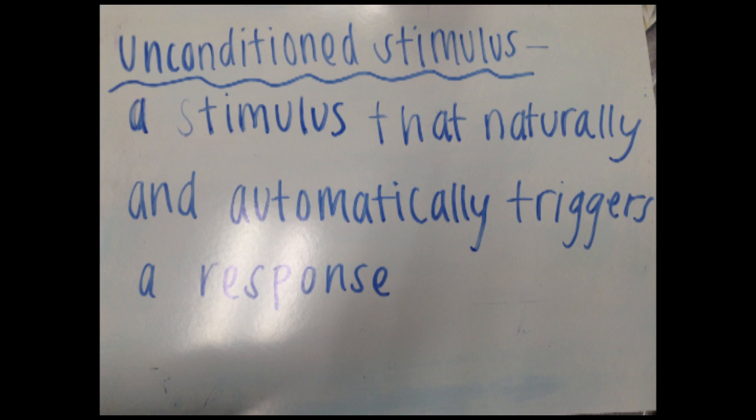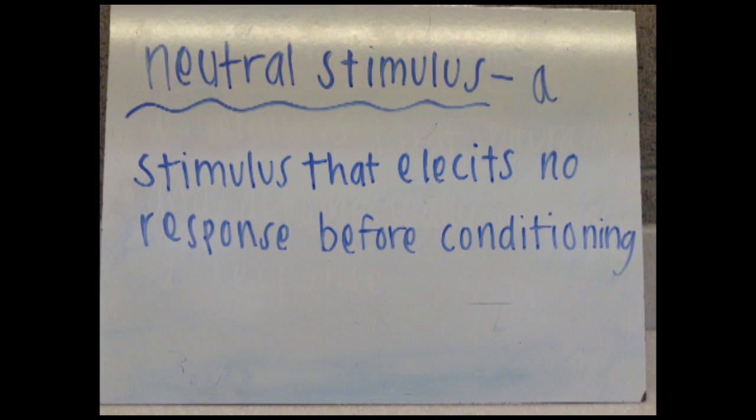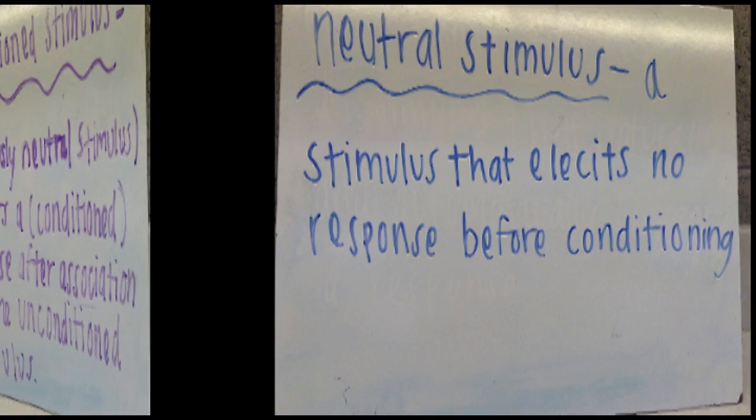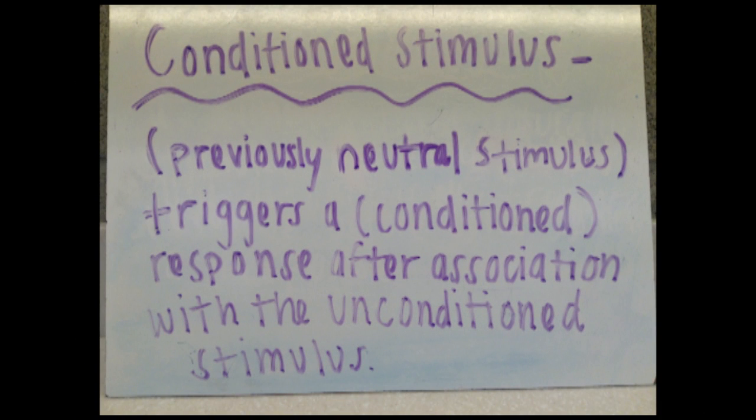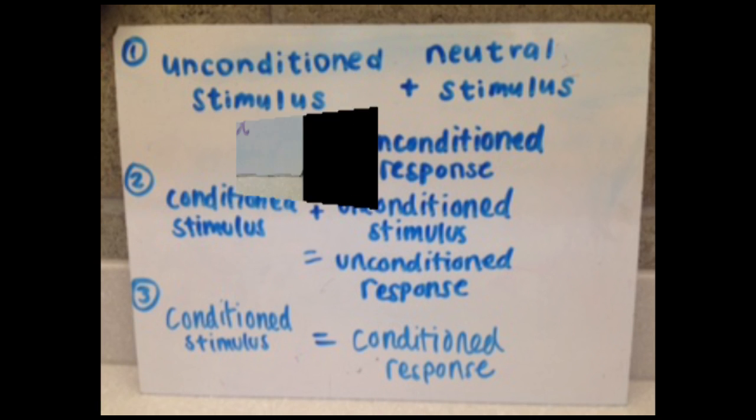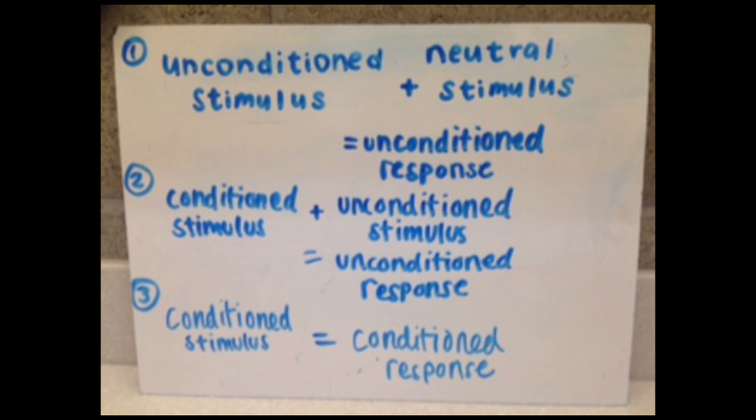Before conditioning can occur, there is always an unconditioned stimulus, a stimulus that naturally and automatically triggers a response, and a neutral stimulus, a stimulus that elicits no response before conditioning. Through classical conditioning, you can create a conditioned stimulus and a conditioned response. This conditioned stimulus is a previously neutral stimulus that triggers a conditioned response after association with the unconditioned stimulus. This new response to the conditioned stimulus, even without the unconditioned stimulus, is the conditioned response.